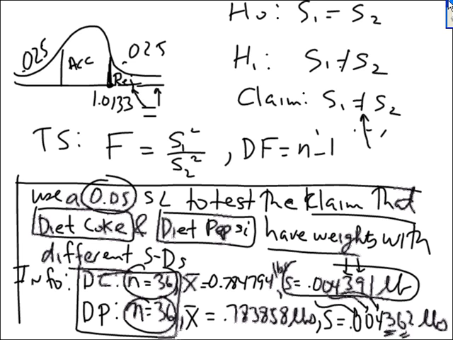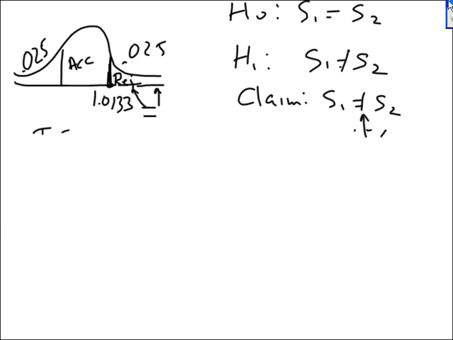Okay, so now I think I could erase everything except maybe the picture. And we can answer the question. Do we accept or reject H0? Well, H0 says that they're the same, but we're in the reject region. So we reject H0. Now, the claim and H1 are the same, so we're going to get the same answer for that.